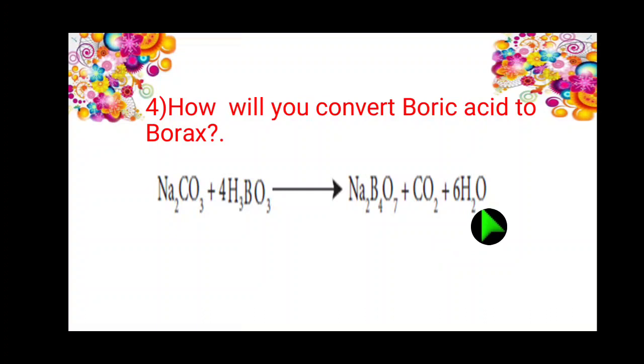For balancing this equation, first you see the boron on the right side, 4, right? On the left side make it 4. Thereafter hydrogen: you see 4 into 3, 12 hydrogen. So on the right side 6H2, 6 we have to write. 6H2, 12 hydrogen. Remaining elements are balanced, right?